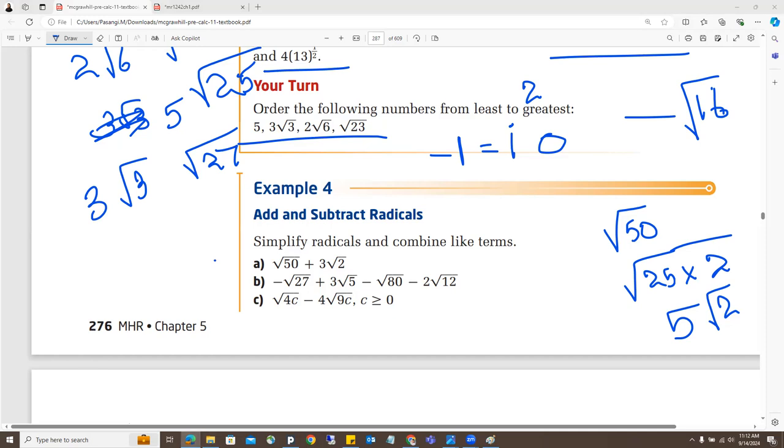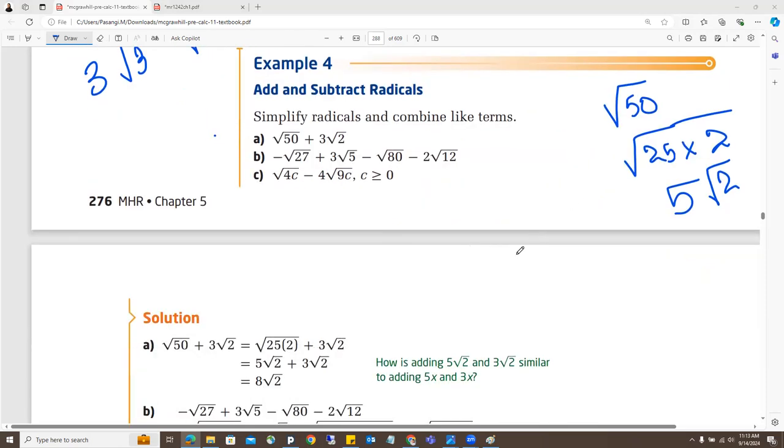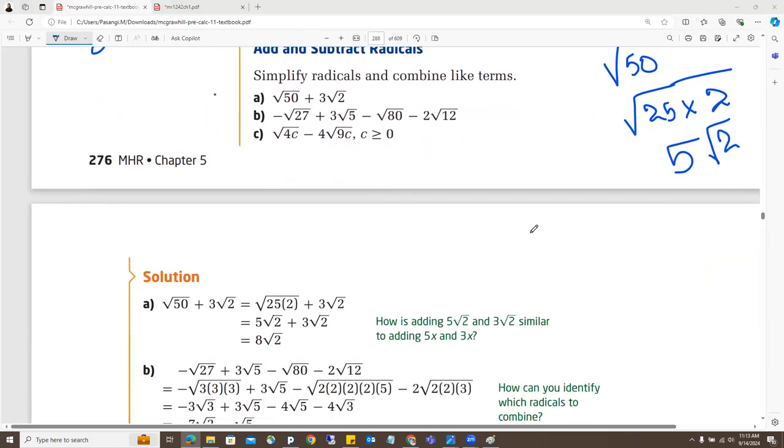Wait, how do you do the last one? Did you figure it out? Sixteen times nine, how much is it?